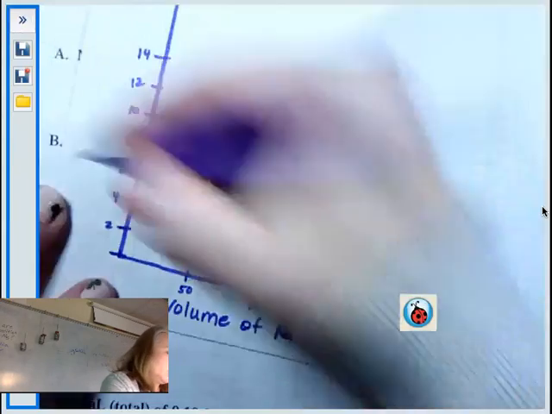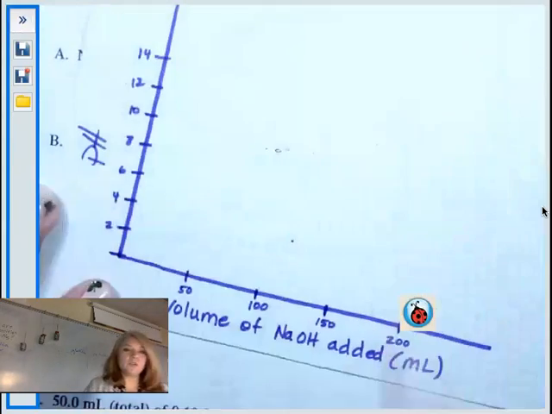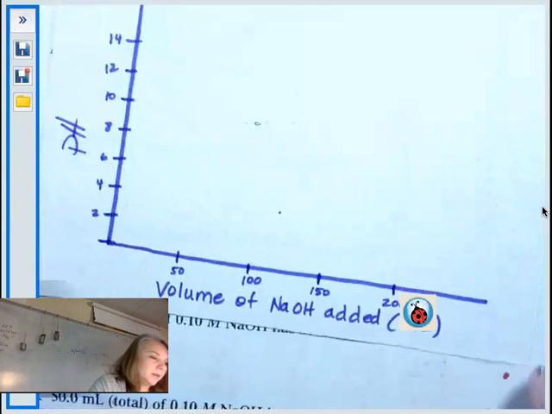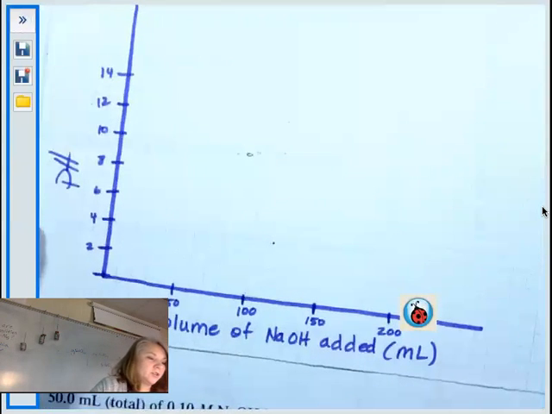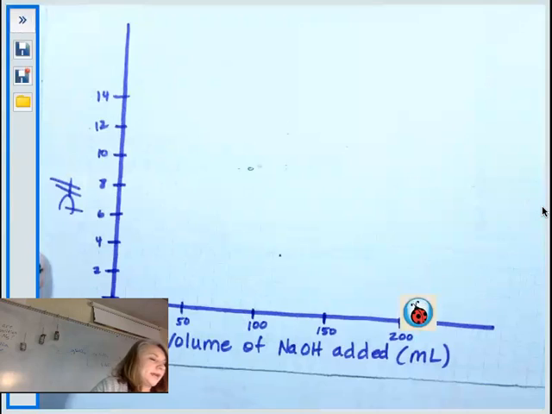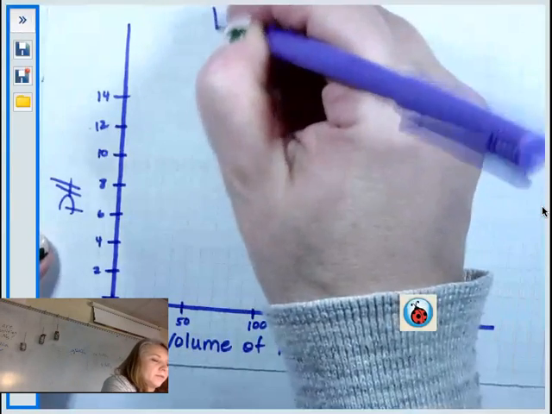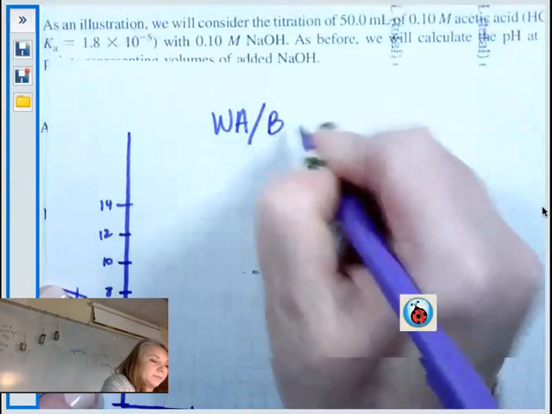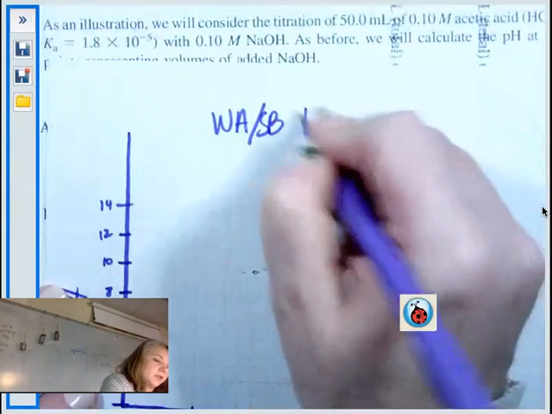Okay, make sure you label pH, and pH doesn't have units, so we don't have to put that. And then our title for this one is weak acid strong base titration. Any way you want to name that, I'm going to call mine WASB titration.